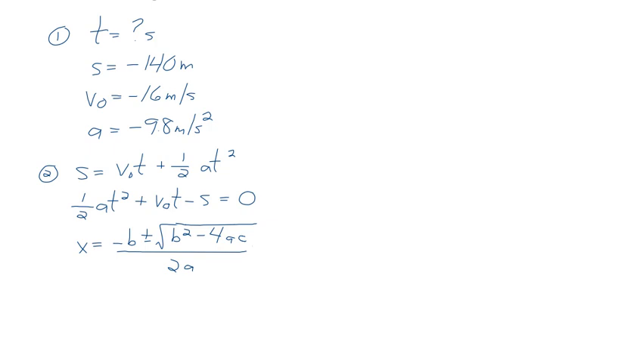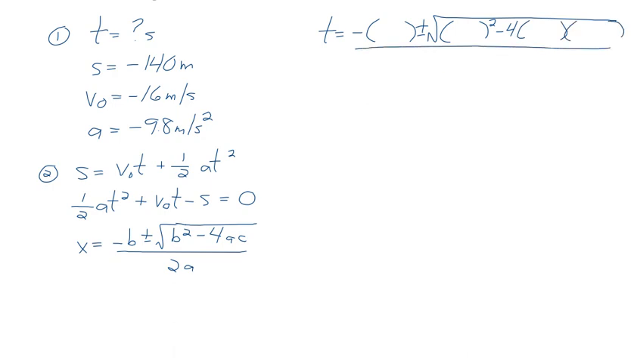So continuing with step 3 here, I'm going to get t equals minus b plus or minus the square root of b squared minus 4ac all over 2a. So my b is VO, so I'd put VO there and there. My A is 1/2 the acceleration, so that's going to go there and there. And my C is minus S.